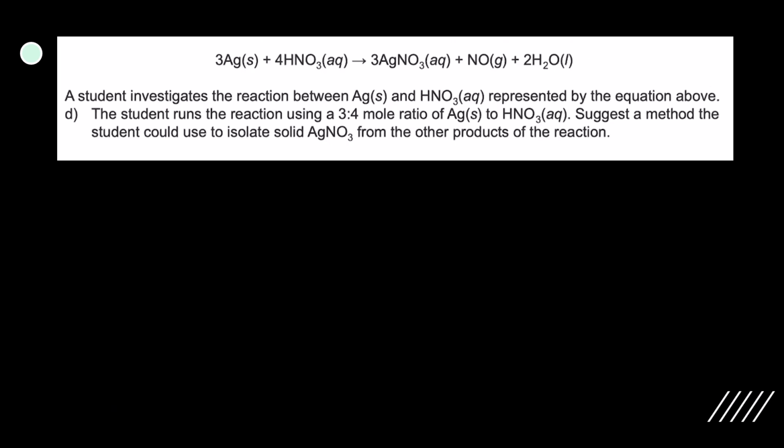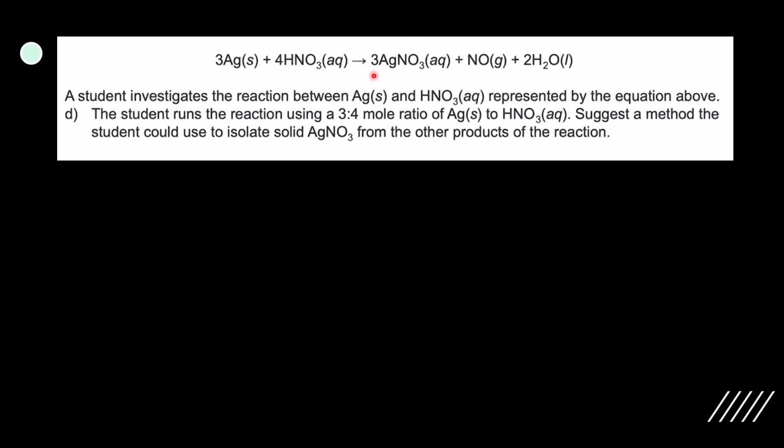And finally, this last question, which I think you would overthink a little bit if you were doing it on the test, but go ahead and think about it. A student runs the reaction using a 3 to 4 mole ratio of Ag to HNO3. Suggest a method the student can use to isolate solid AgNO3 from the other products in the reaction. Well, okay, it's giving you a mole ratio to try and confuse you. You're going to be like, well, what the heck do I use the mole ratio for? Just ignore it. Okay, look at what you're getting.